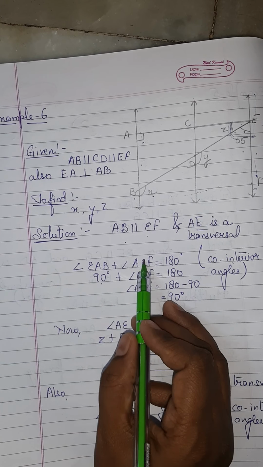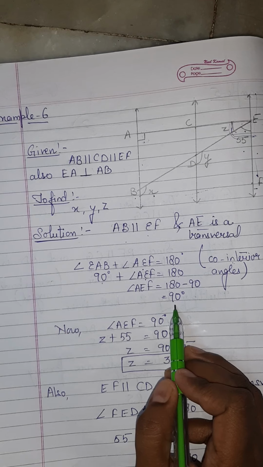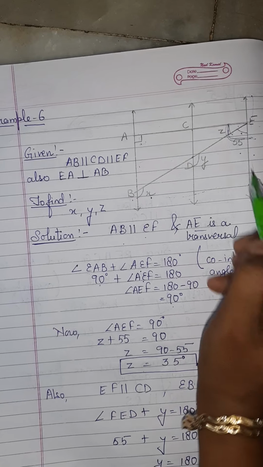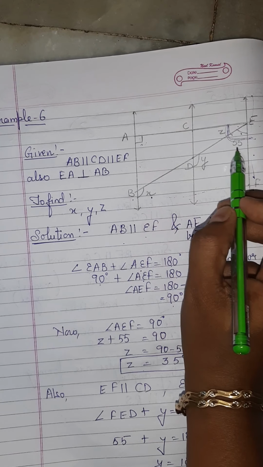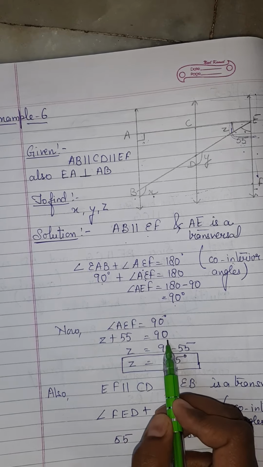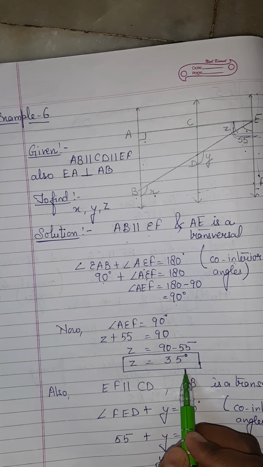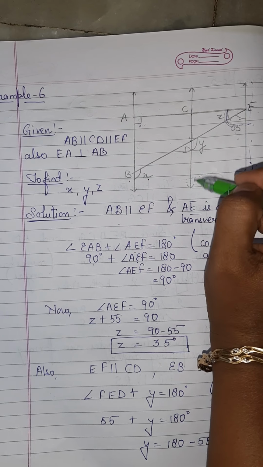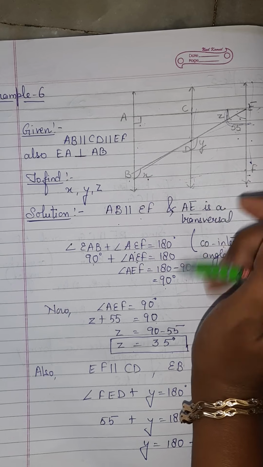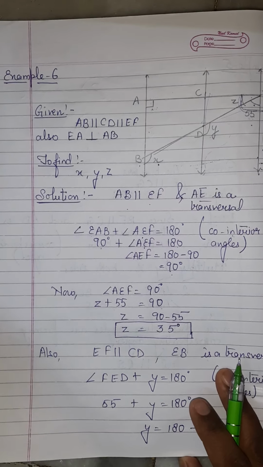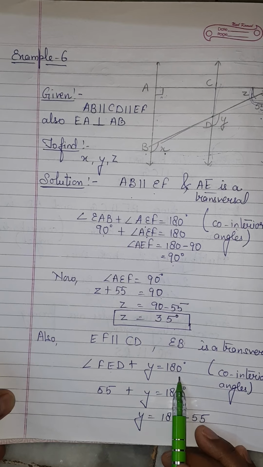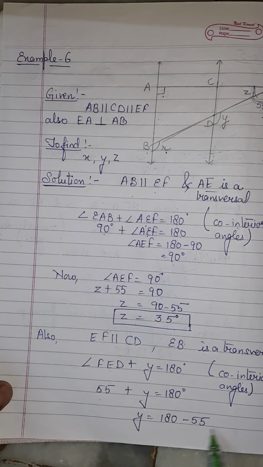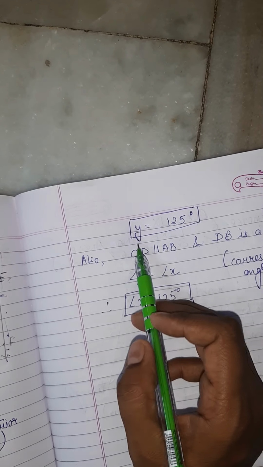This is 90, AEF is 180, subtracting, shifting 90. Now, when this complete is 90, can we say that angle AEF is 90? Or in place of AEF, we can write Z plus 55. So Z plus 55 is 90. Again on shifting, Z is 35. Got this thing? Now, what about these two angles? Now, EF is parallel to this line CD and this is a transversal. So 55 plus Y forms 180, co-interior angles. The angle FED plus Y is 180, co-interior. FED, the value is 55, plus Y is 180. On shifting, Y is 180 minus 55. And then Y gives 125.